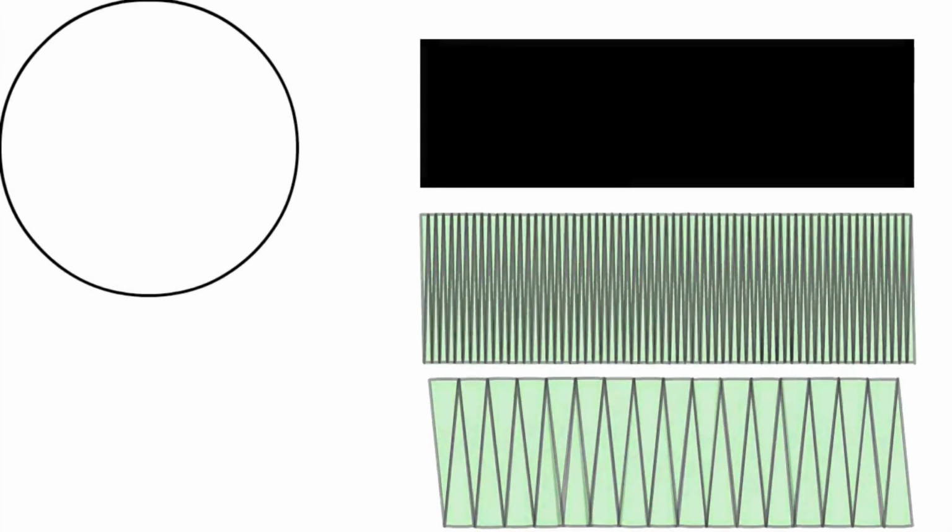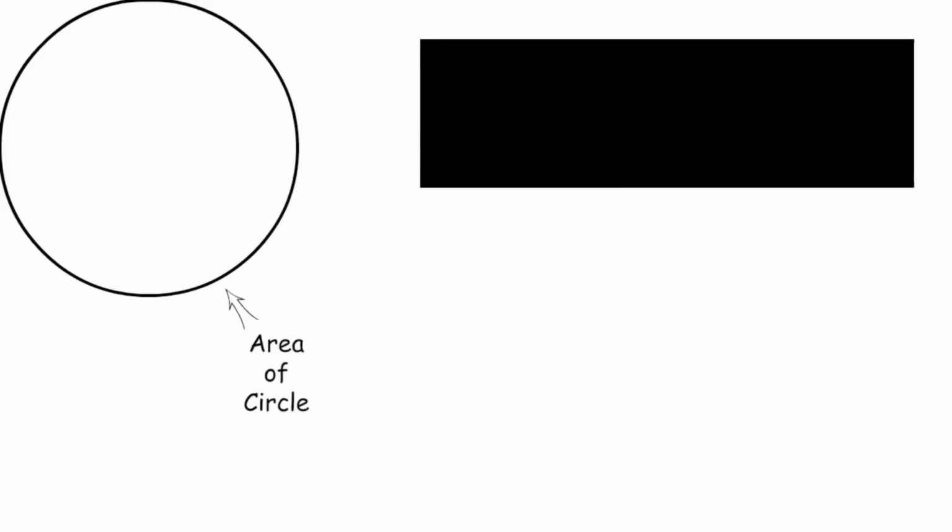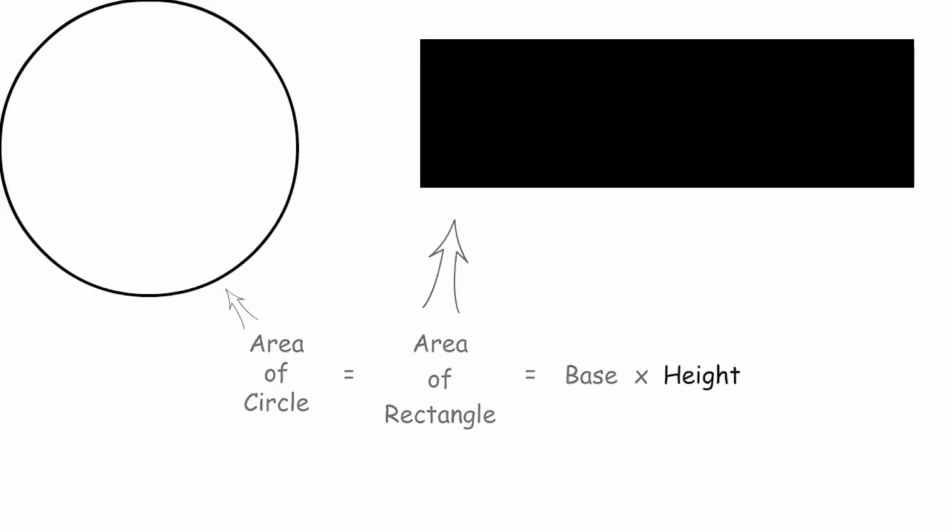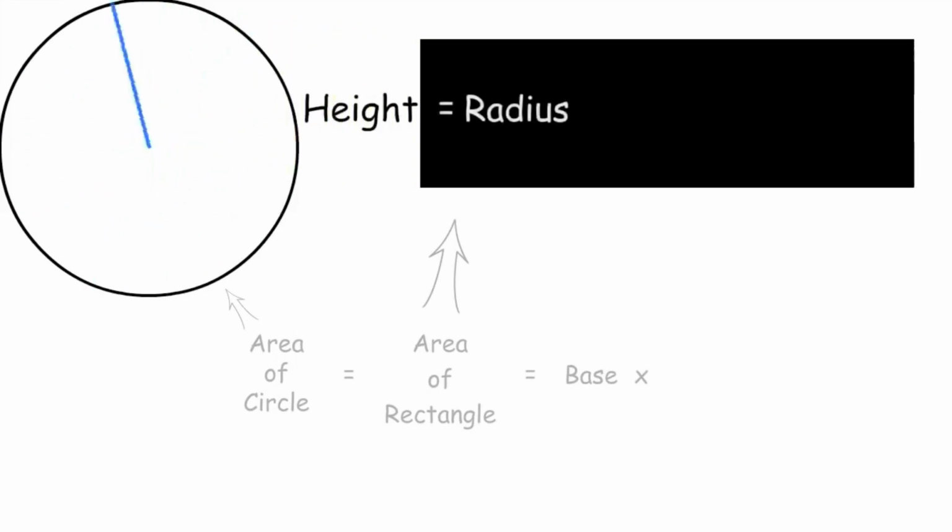So the area of the circle is equal to the area of the rectangle, which is equal to base times height. The height of the rectangle, as you can see, is the same as the radius. So height is equal to radius.